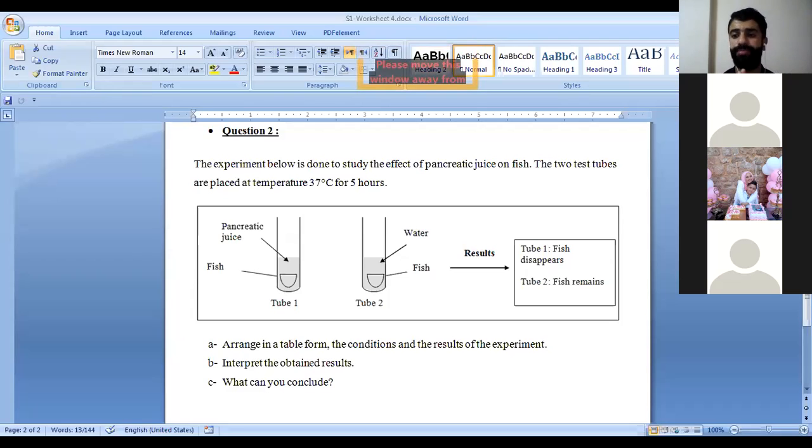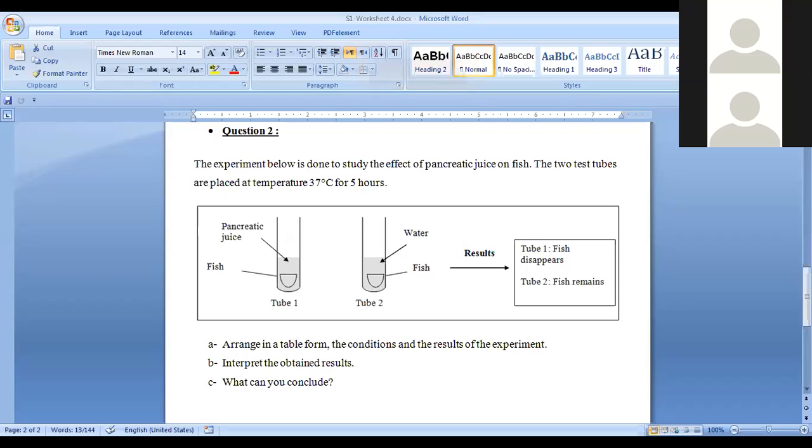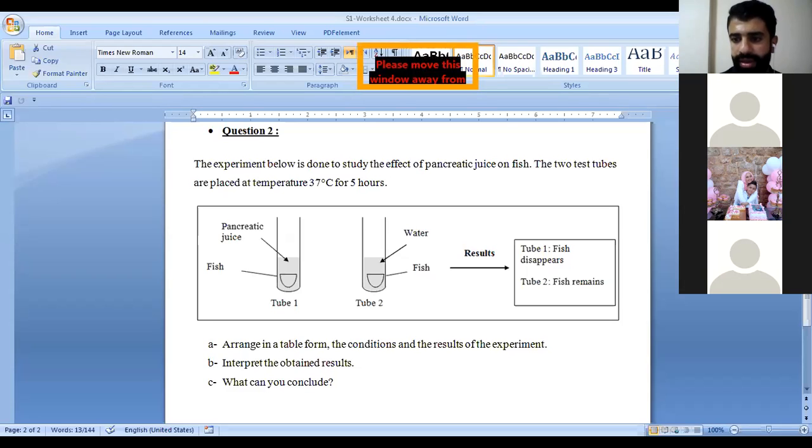So interpret the obtained result. First of all, what is interpret? What is the verb interpret? It includes 2 verbs. It's analyze plus indication, right? I think Fatima has a problem in her connection.